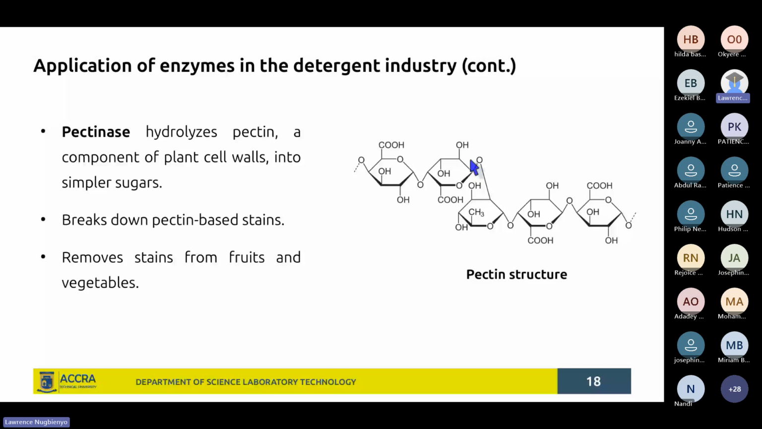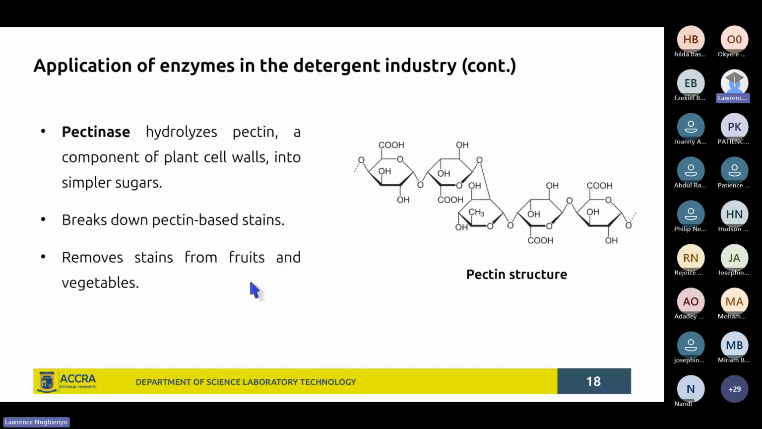A lot of such pectin-based things come from fruits and vegetables, particularly from, say, things like orange peels, for instance, which can stain clothes. And from them, you do have this pectin, which is a major component of the stains that come from such. So yes, that's pectinase also being used in that sense.